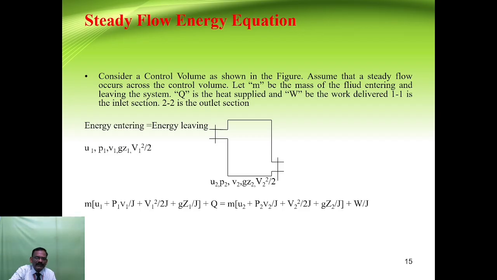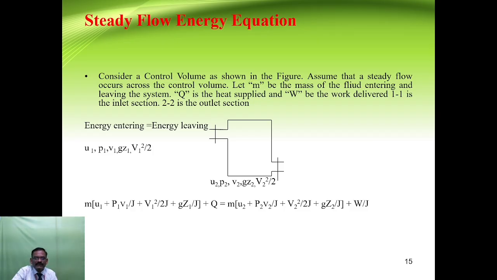Before deriving the equation, we must know about the individual parameters. So here we are going to see the parameters: U, that is internal energy, P pressure, V volume, G gravitational constant, Z potential head, capital V velocity. These are the terms related to inlet and outlet.